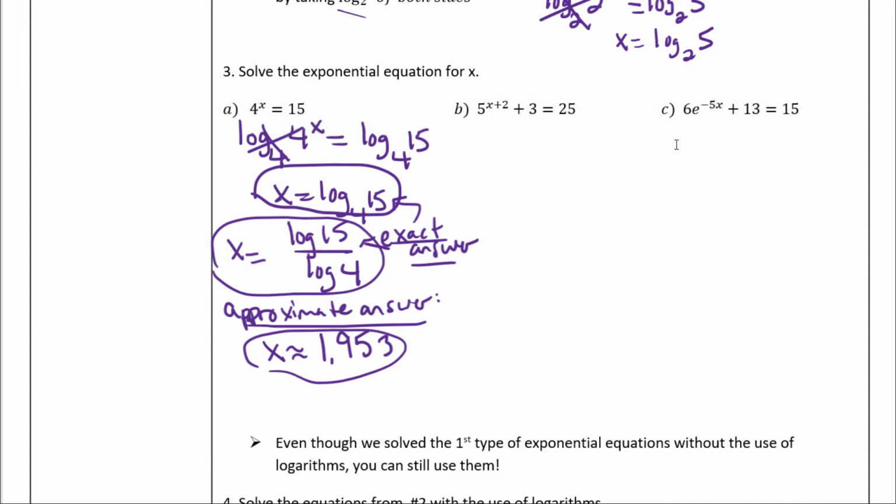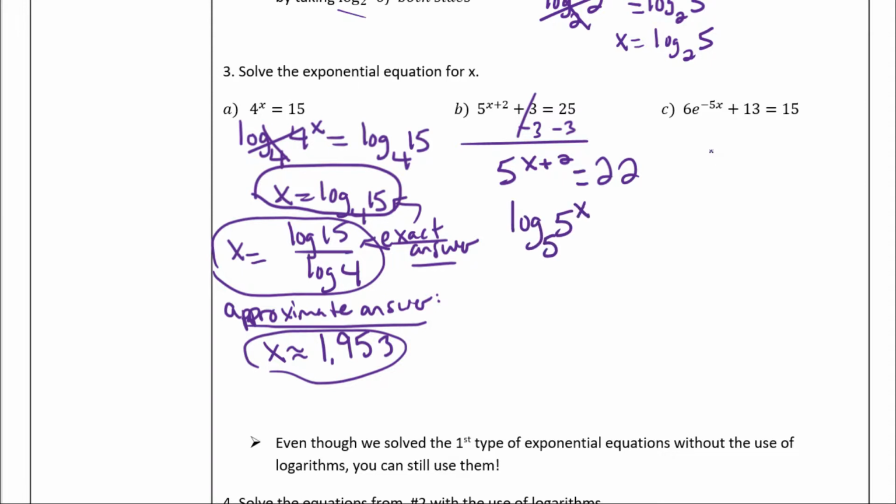All right, so we're going to do the same thing. This is similar to the one that we solved before. So we've got to subtract the 3 on both sides. But see, now this one gives you 22. It no longer gives you 25. So this is not a type 1. This is the second type. So I've got to get rid of that 5. So I'm going to do the log base 5 of both sides.